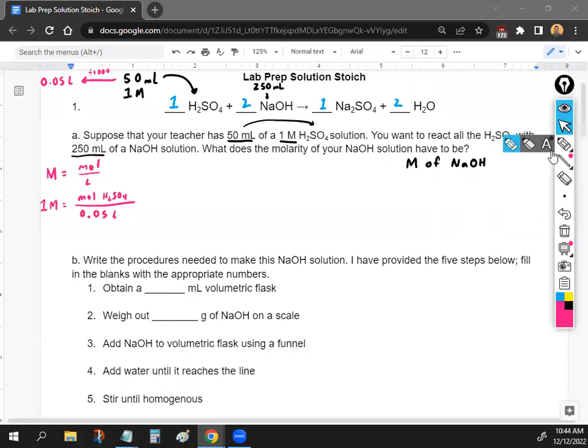Okay, so for the moles of H2SO4, the way that you solve it, if you guys remember, just regular algebra, you're going to multiply by 0.05 on both sides, because if you do that, this cancels out. All you're left with is moles of H2SO4, and then all you got to punch into your calculator is 0.05 times 1, which is equal to 0.05, and that's going to be your moles of H2SO4, okay? So if you want to find moles, just multiply by the liters on both sides, and this should cancel out.